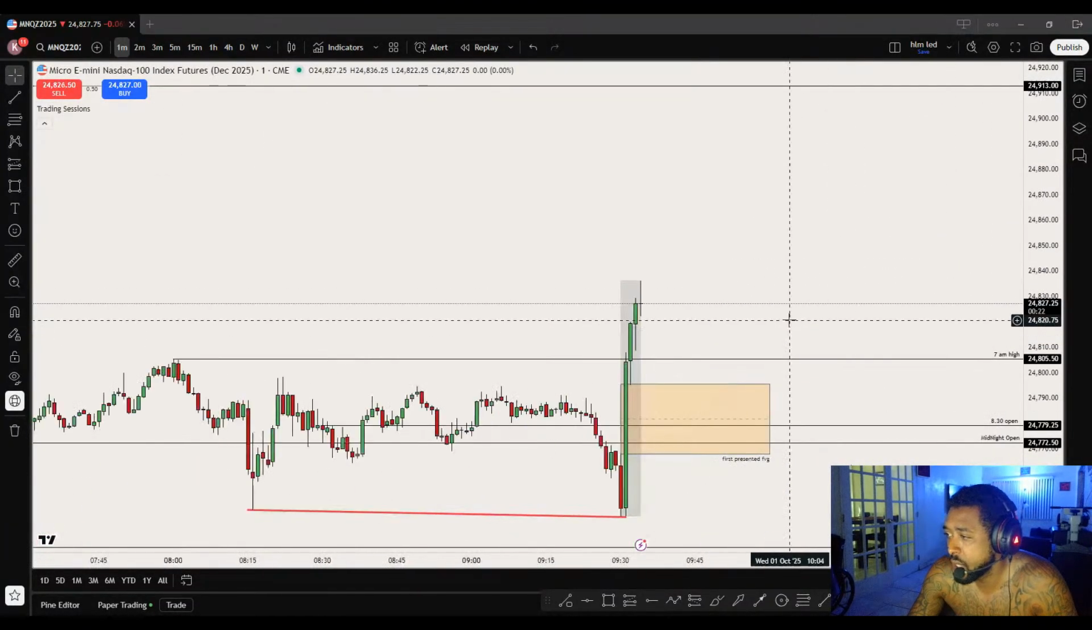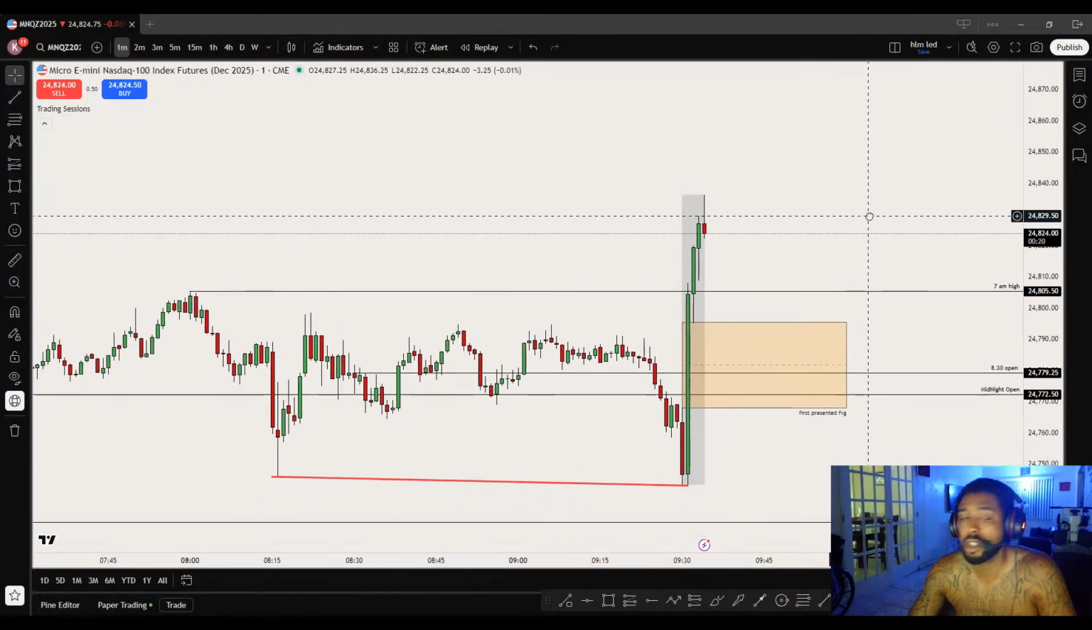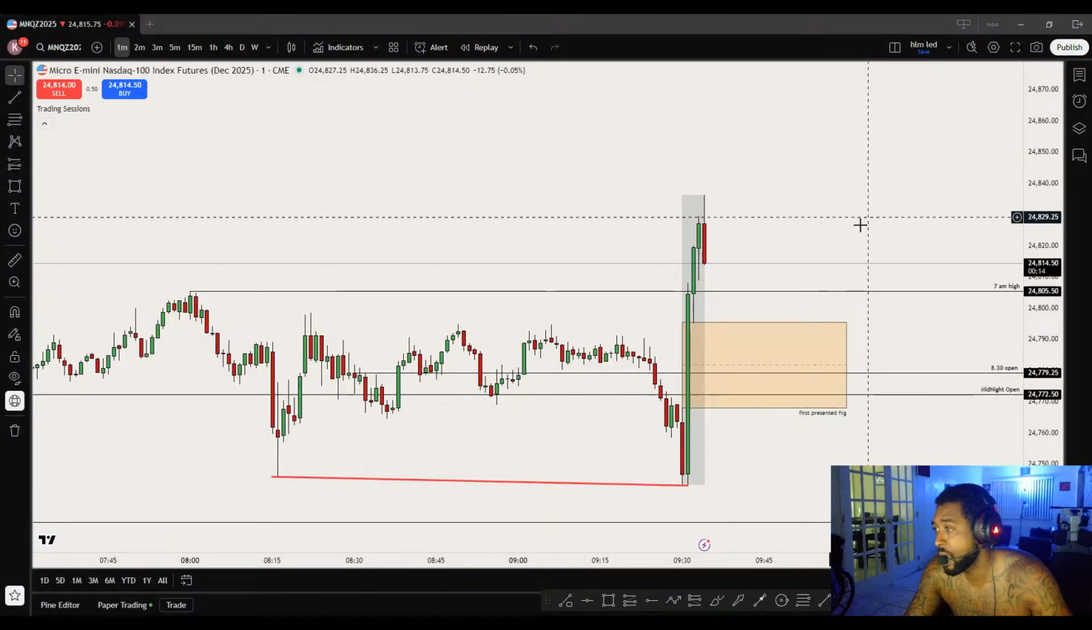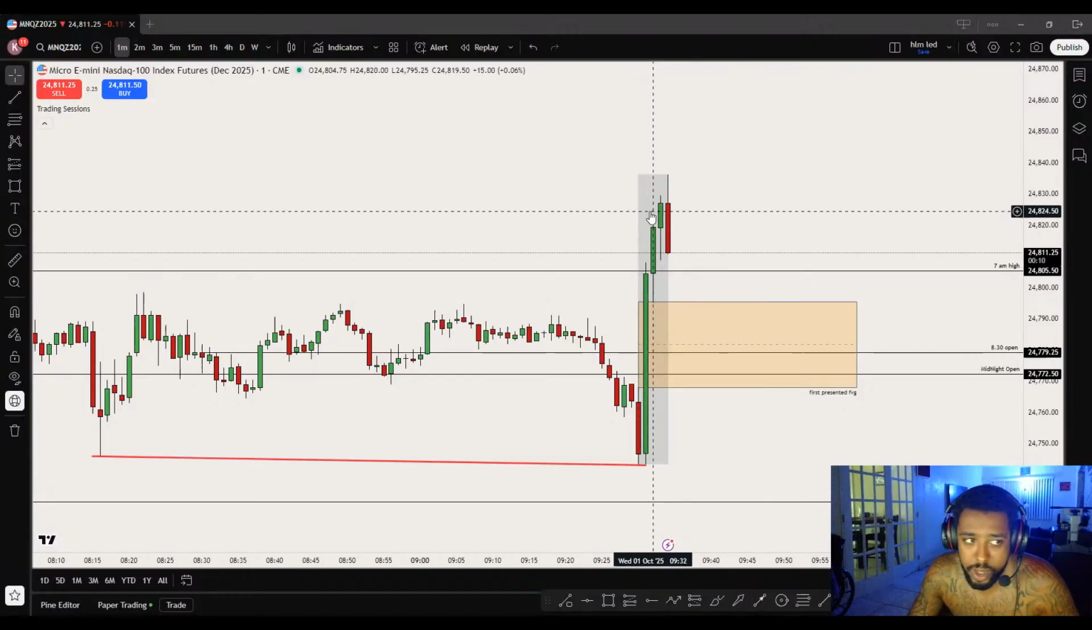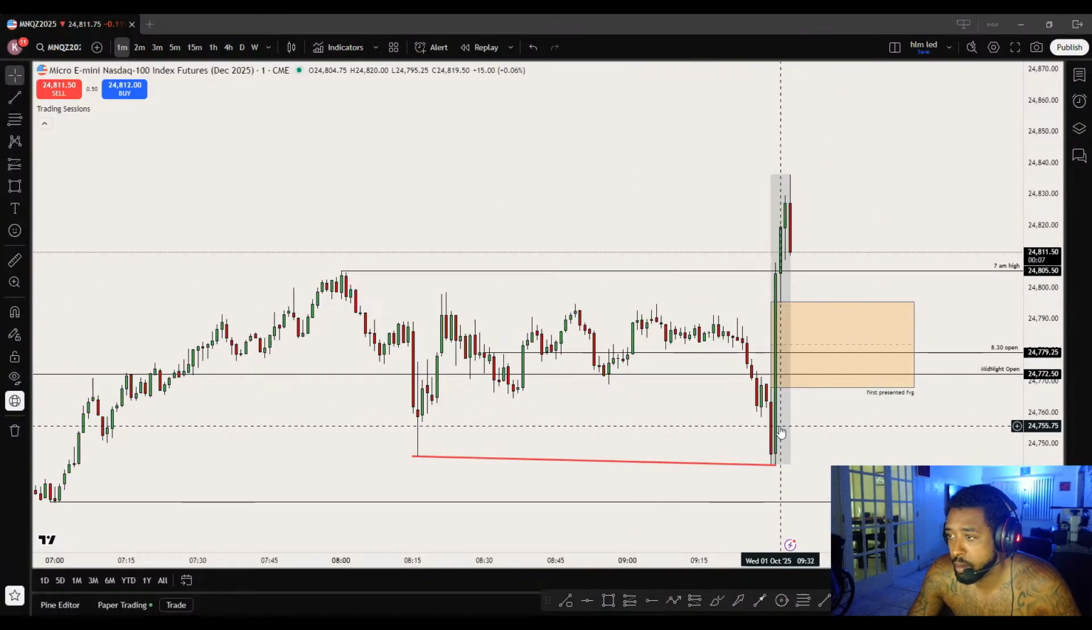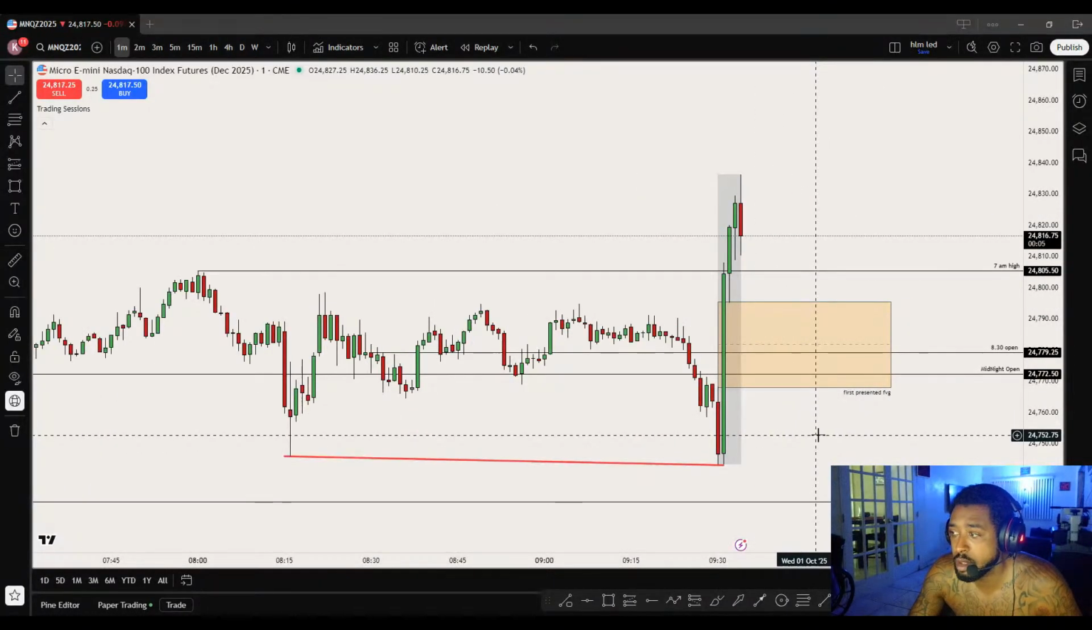You never want to just get in just because. It's something called FOMO, right? If you don't know what FOMO is, it's literally fear of missing out. You see how massively aggressive it just ran up. That causes fear in the markets because people are like, oh, it's gonna run without me.